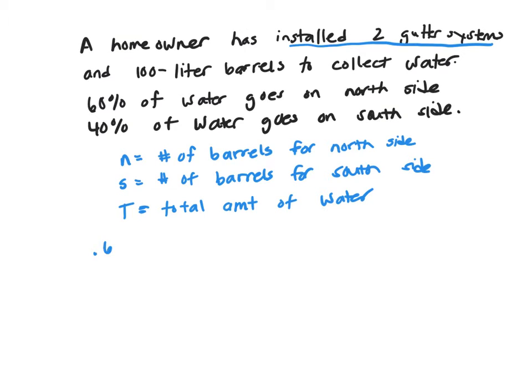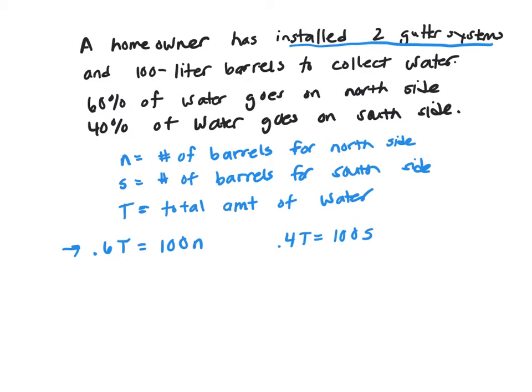So 60% of the total will be on the north side, and on the north side, all the barrels hold 100 liters, so 100 times N. And then 40%, 0.4 as a decimal of the total, will fall on the south side. All right, so we need to figure out what N is. So let's solve this equation for T.